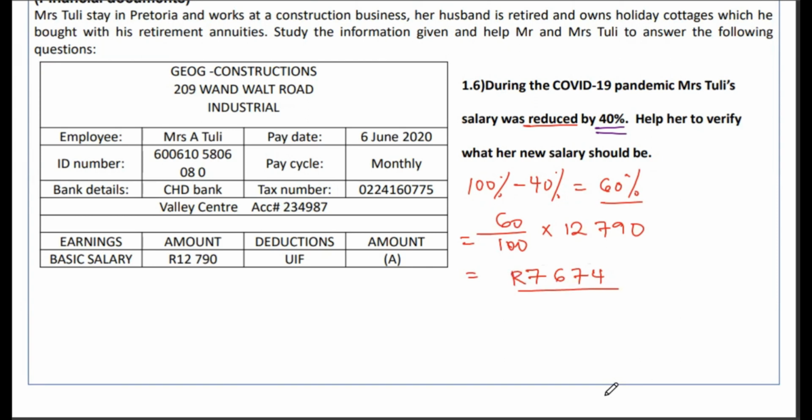Why am I subtracting? Because the money reduced. Why do I get the 100? Originally, before the reduction, this price here is at 100%. But if it's going to be reduced by 40%, that means I'm going to remain with 60% of the basic salary. So this is how we do it. You will still get the same marks as someone who used the first formula. All right.